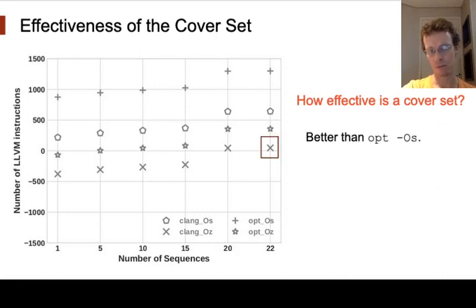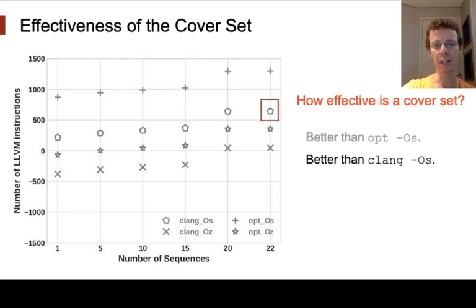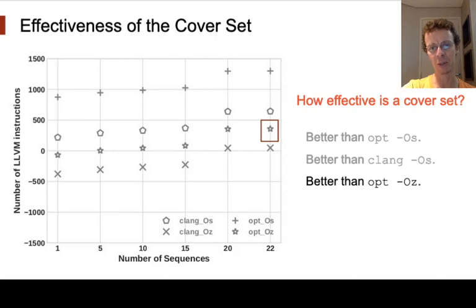On average, when using the 22 sequences in the cover set, we get code that is usually shorter than the code produced by OPT -Os. Positive numbers in this chart indicate that we got shorter code in number of LLVM instructions on average. And we tend to beat Clang -Os by a larger margin. And we are also doing a bit better than OPT -Oz and a bit better than Clang -Oz. We reduced programs by 47 instructions on average.